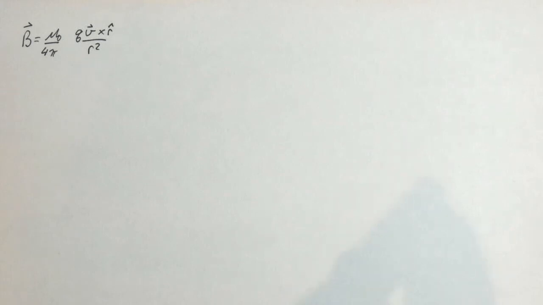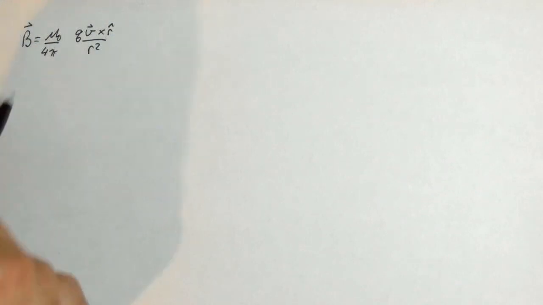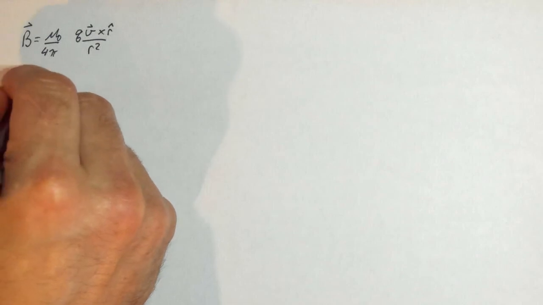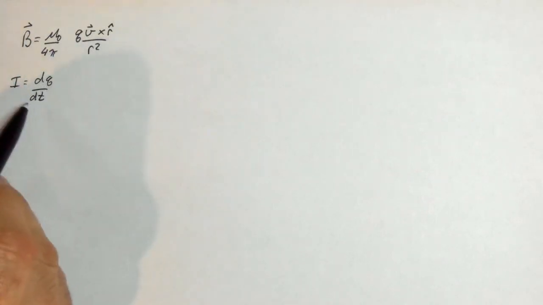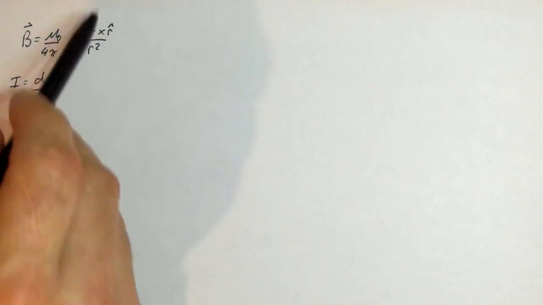So lots of charges moving in a wire. And our goal is to be able to use this knowing that current is just a bunch of charges moving. So I is equal to dq over dt, a bunch of charges moving in time. That's what I is. And so we're going to try and get this to look like that.